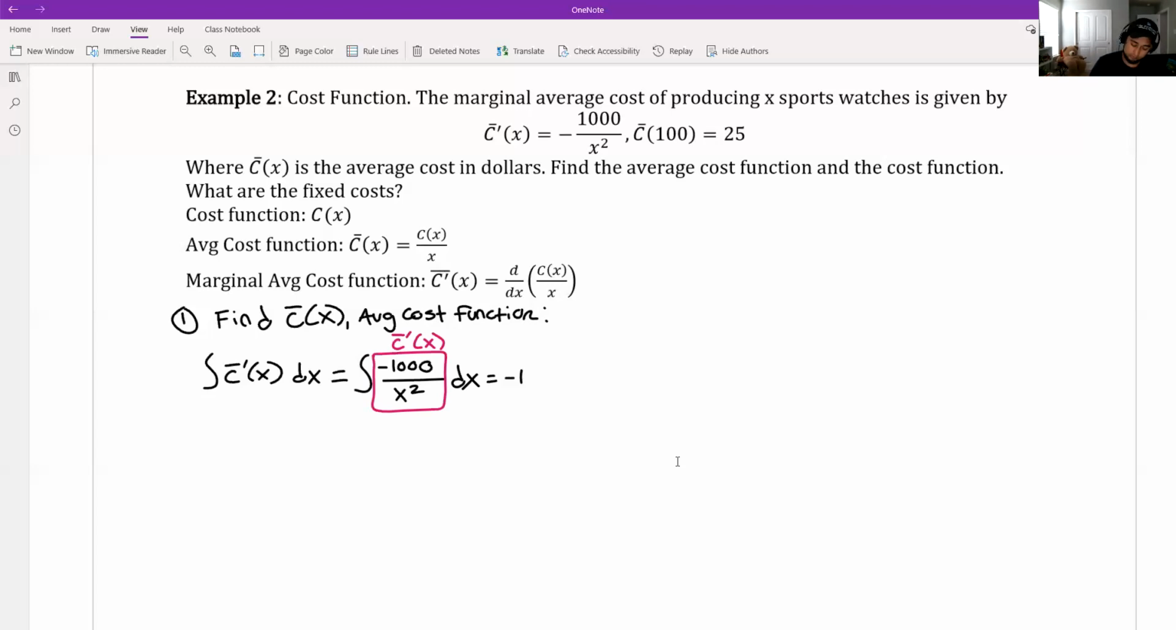times the integral. And the next thing we're going to do is take this X squared, and guess what we're going to do with it? We're going to flip it. So you should have negative 1,000 times the integral of X to the negative 2 dx.